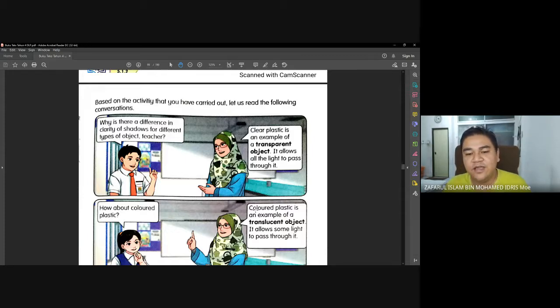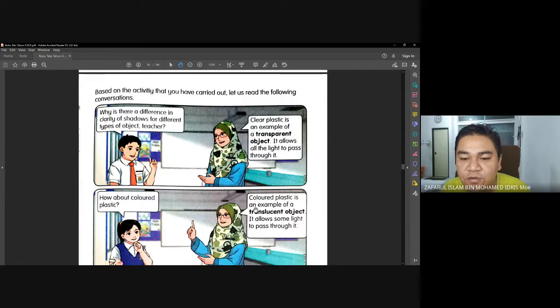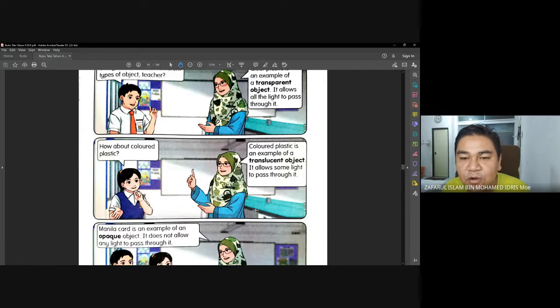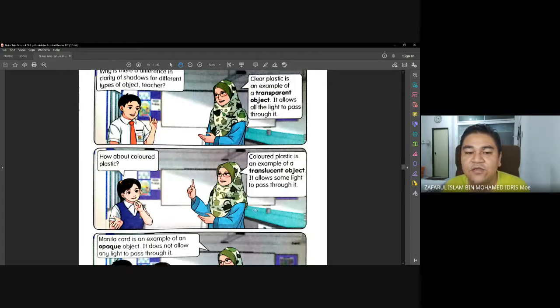Okay, so the teacher explains, clear plastic is an example of a transparent object. Okay, it allows all the light to pass through it. Okay, so for this topic, you must know there are three terms. The first one, transparent. The second one is translucent. Okay, and then the third one is opaque. Okay, so there are three terms that you need to learn.